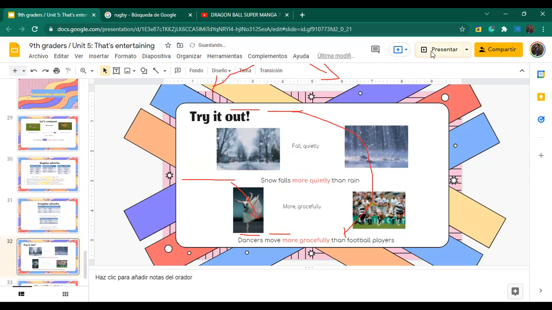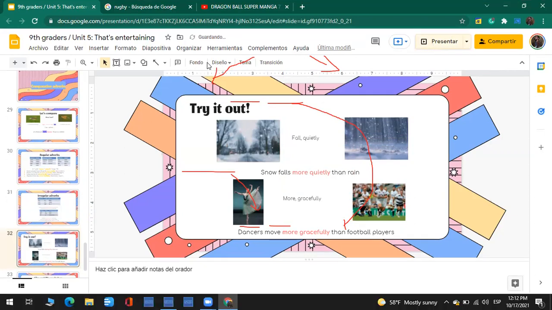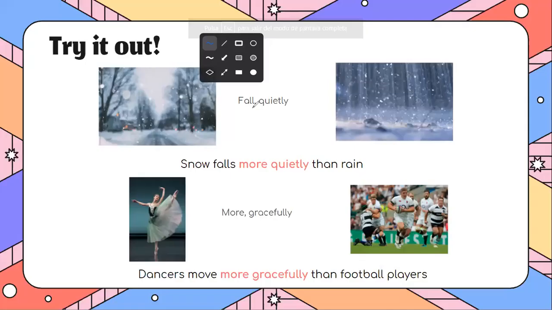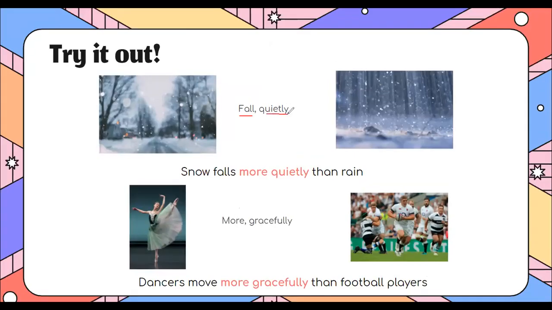Well, that was fast. Let's go again. I'm sorry for that. What we have is a verb, fall, caer, and also we have here an adverb, quietly. Silenciosamente or tranquilamente. So we want to say that snow versus rain, that snow falls more quietly than rain. More quietly, because quietly is a regular adverb, and we need also more.